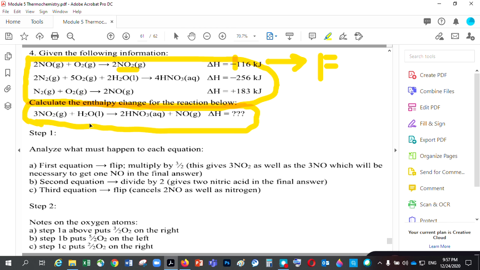Correct? What next? I have H2O. Let's look, where is H2O? Well, it turns out H2O is here. So I'm not worried about the H2O. So it looks like, okay, this is my H2O, correct?